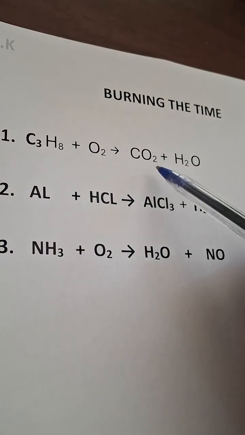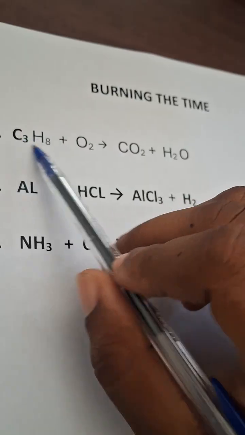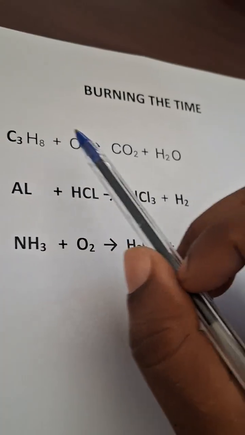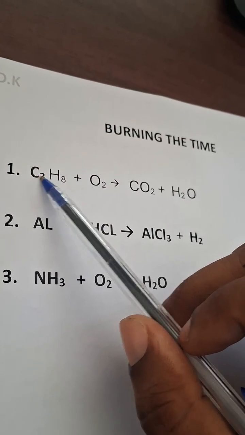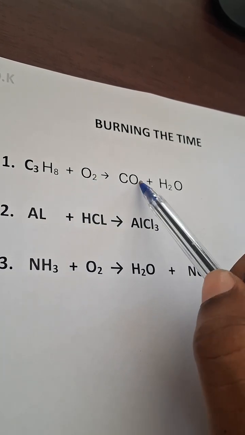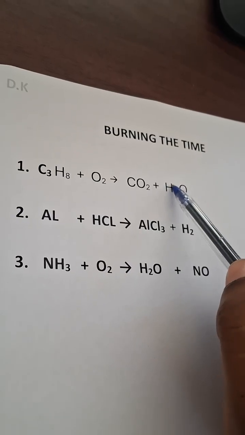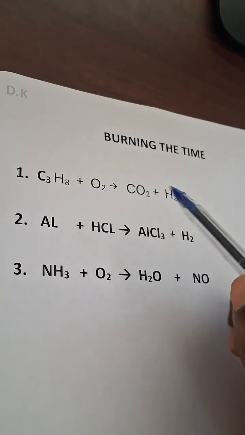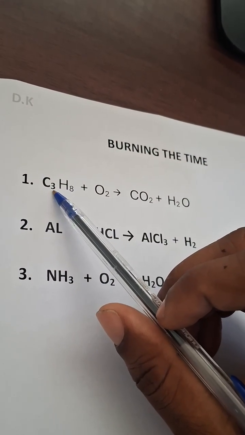We have the left side and the right side. This is propane reacting with oxygen to give us carbon dioxide and water. Therefore, we have 3 carbons here, 8 hydrogens, 2 oxygens. At the right side, we have 1 carbon, 2 hydrogens, then we have 3 oxygens, since this is 2 and this is 1. That makes it 3. So realize that over here we have an odd number of 3.